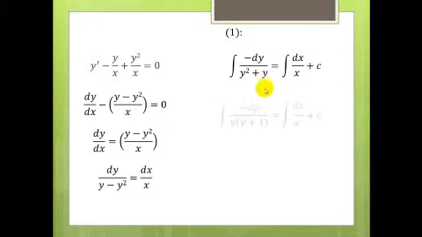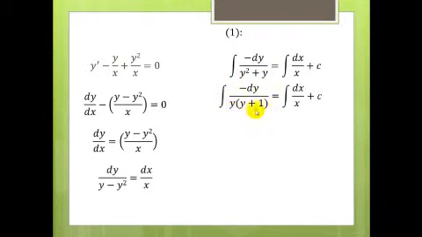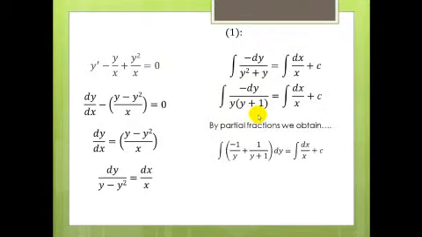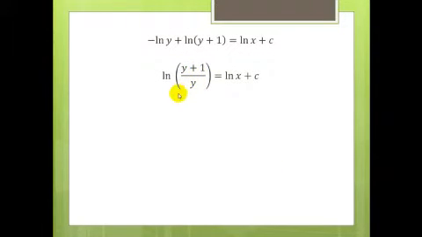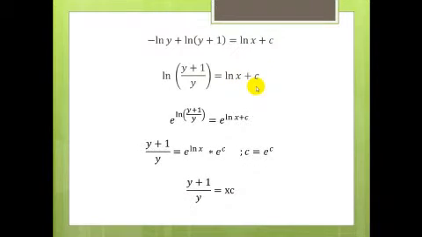Now the left side of the equation requires partial fractions in order to be integrated, which we have negative 1 and positive 1 as the constants of these partial fractions. After such integration, we get ln of y plus 1 over y equals ln x plus c. Converting it to its exponential form, we get e to the ln of y plus 1 over y equals e to the ln x plus c. After making the necessary simplifying, we arrive at y plus 1 over y equals xc.